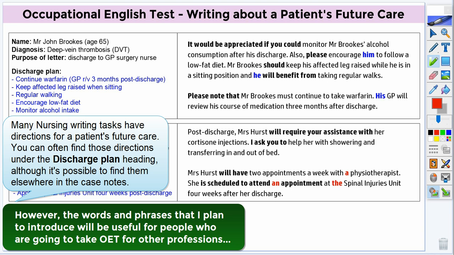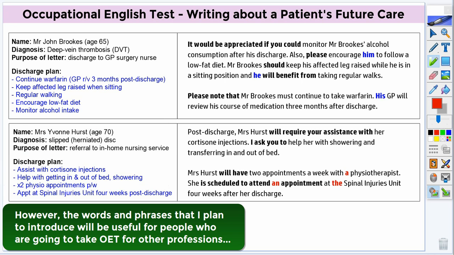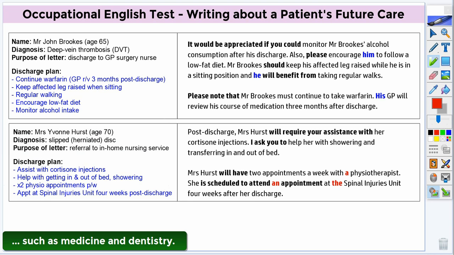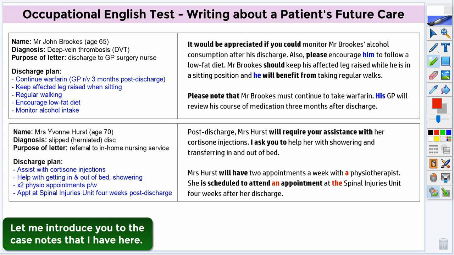However, the words and phrases that I plan to introduce will be useful for people who are going to take OET for other professions such as medicine and dentistry. Let me introduce you to the case notes that I have here.